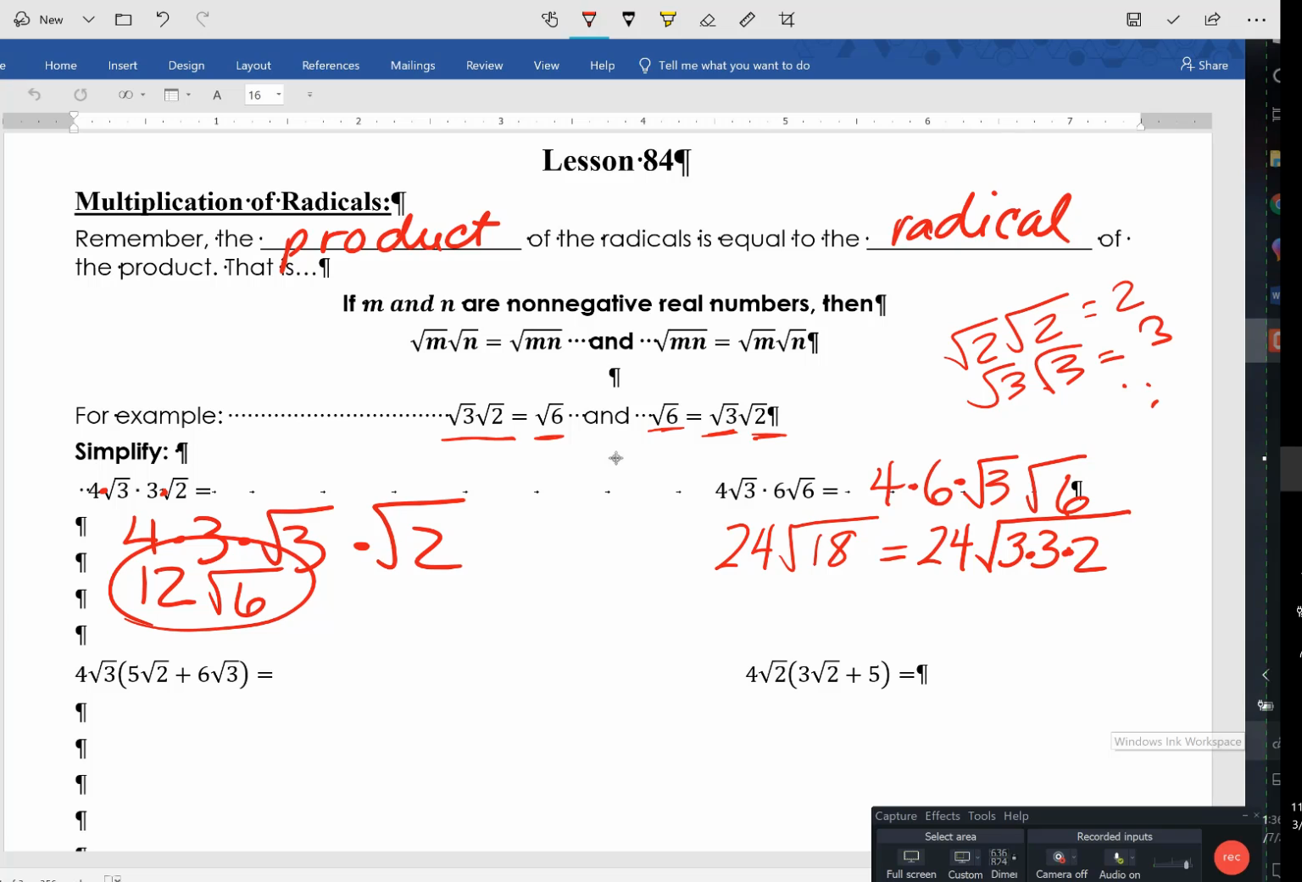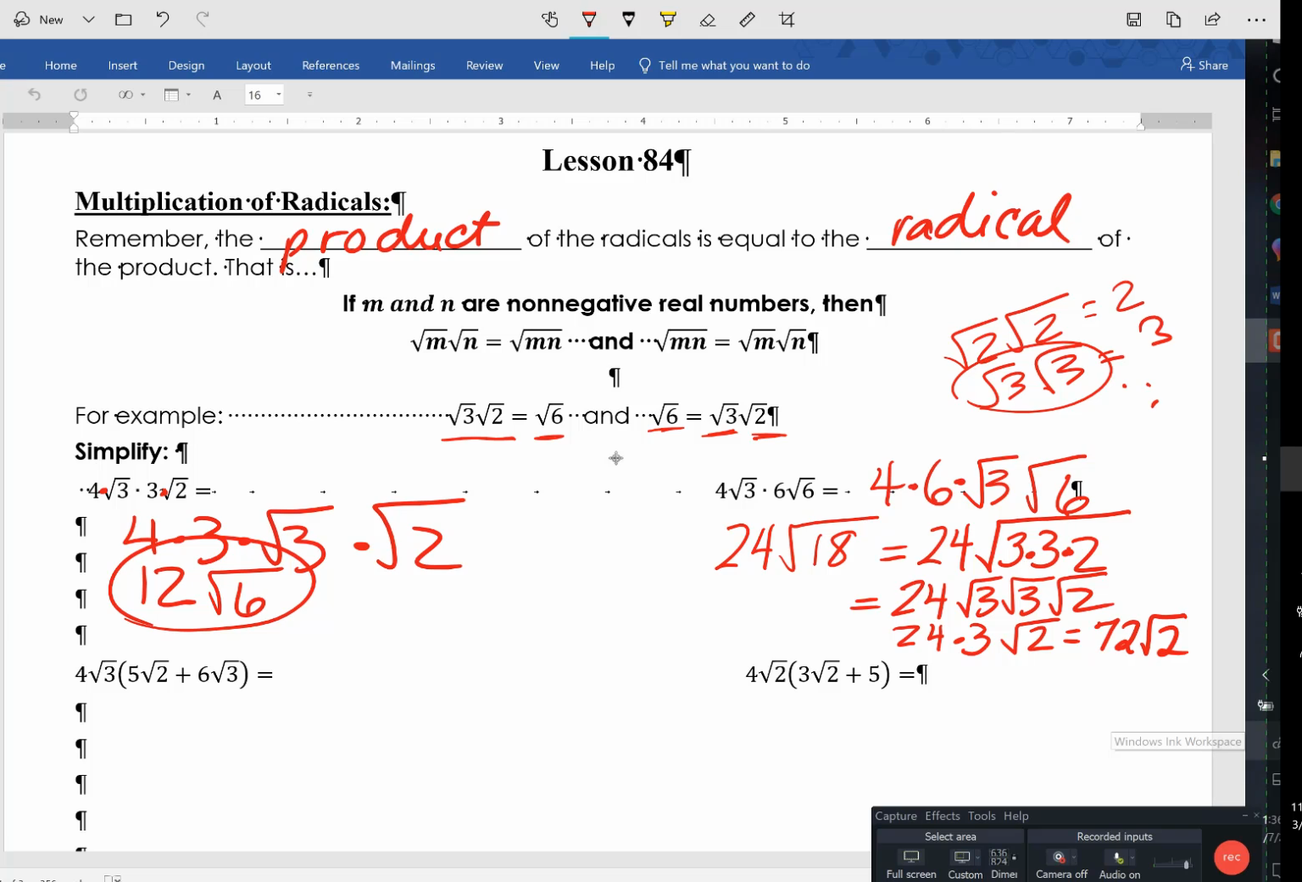All right, so I can see here on the right side of this equation that I have 24 times the square root of 3 times the square root of 3 times the square root of 2. And I just talked about the fact that the square root of 3 times the square root of 3 is 3. So I can rewrite this as 24 times 3 times the square root of 2. And 24 times 3 is going to be 72. So 72 square root of 2. So you have to make sure that you reduce all of your square roots.